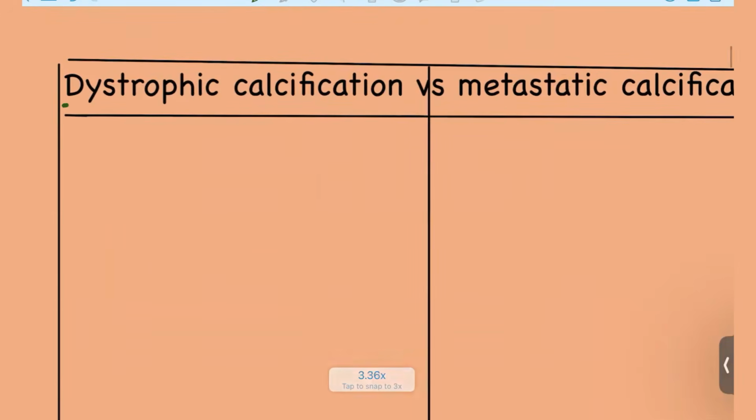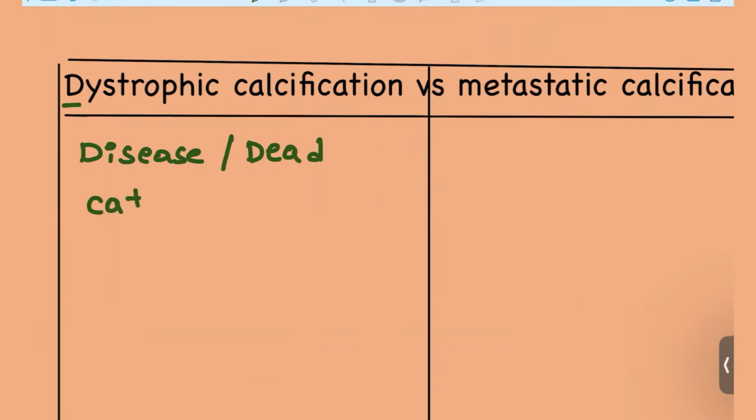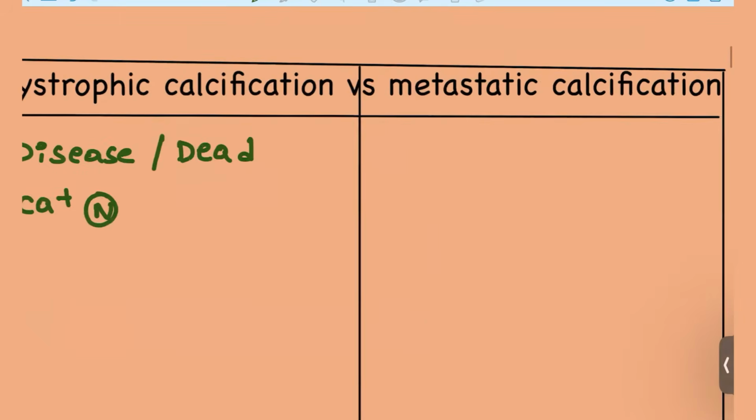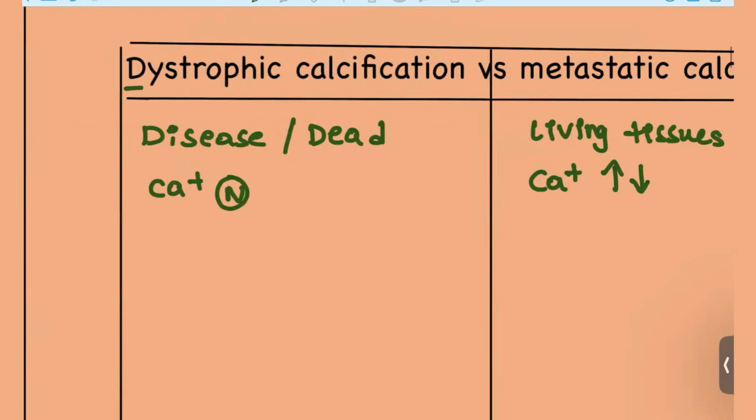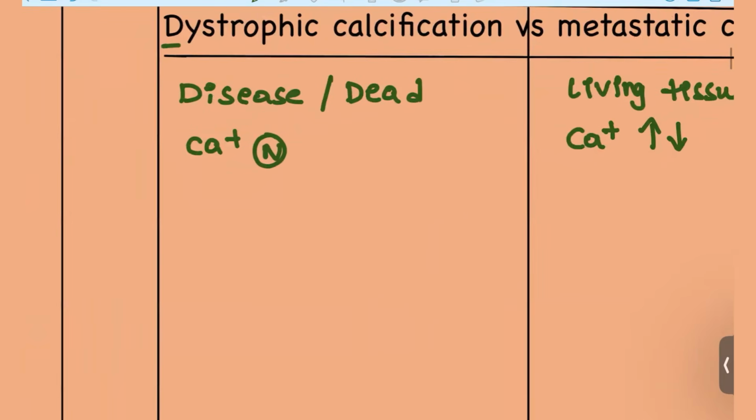D for dystrophic and another D for disease. All the diseased or dead tissues will present with dystrophic calcification. When you check the calcium, it is going to be normal in this patient. Next, metastatic calcification is present in living tissues. But after checking the serum calcium levels, it could be either increased or decreased. This is what's seen in metastatic calcification.